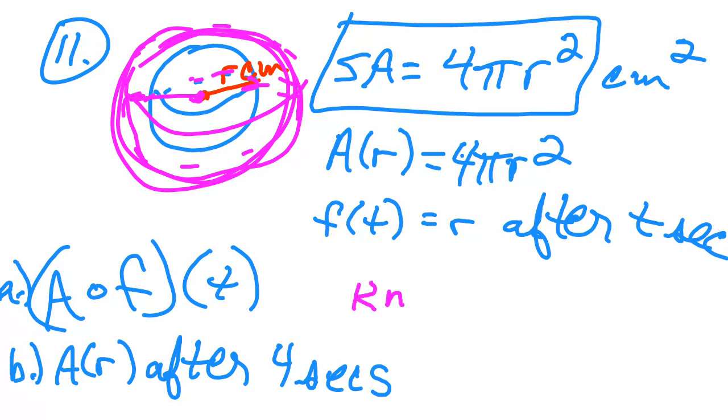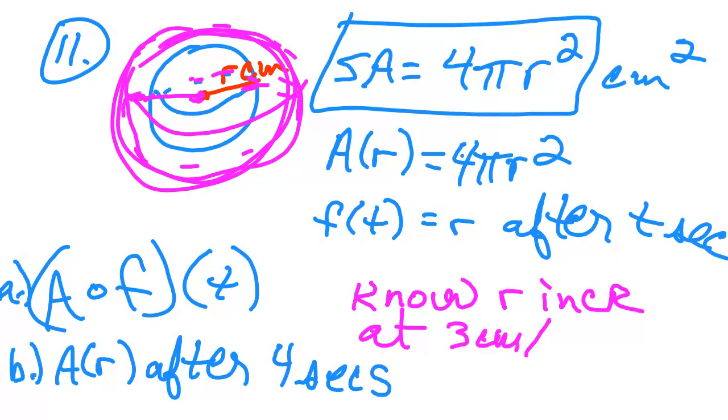So let's go back. What do we know? We know the radius increases at 3 centimeters per second. And f of t is the radius at t seconds. So the question would be, how do we come up with what f of t is? We need to figure that out, right? So let me clear this annotation, give a little room to work here. I'm just going to do a little t chart, t, f of t.